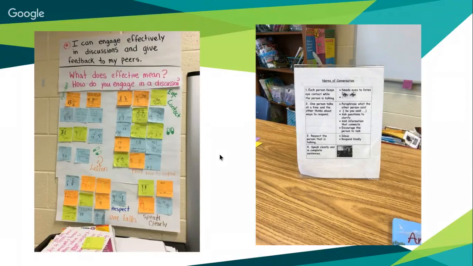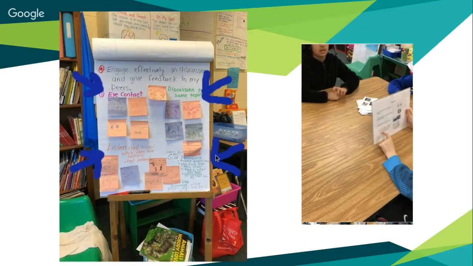Before students start any conversation, academic conversation, activity, or task, they read the norms to each other. For example, in the beginning of the year, these were our norms. Each person keeps eye contact while the person is talking. One person talks at a time, and the other thinks about ways to respond. And respect the person that is talking and speak clearly in complete sentences. Students need to practice this process. Once the norms are set, then it becomes a routine.